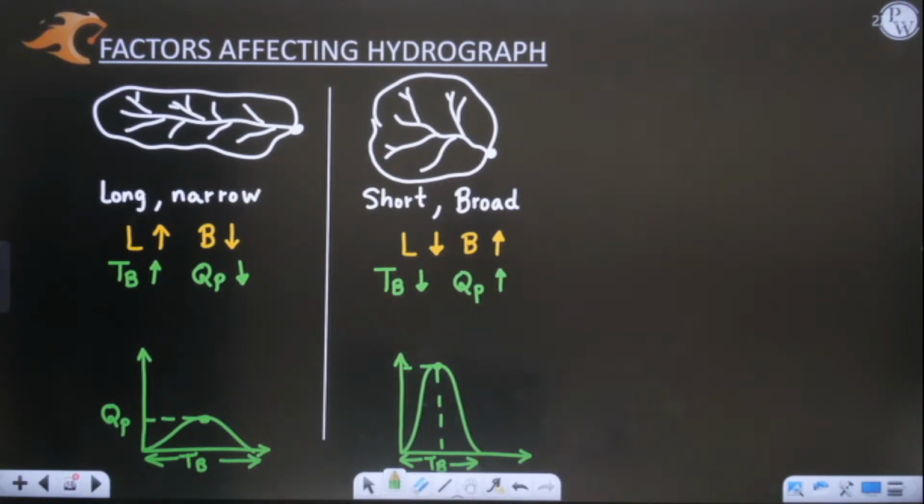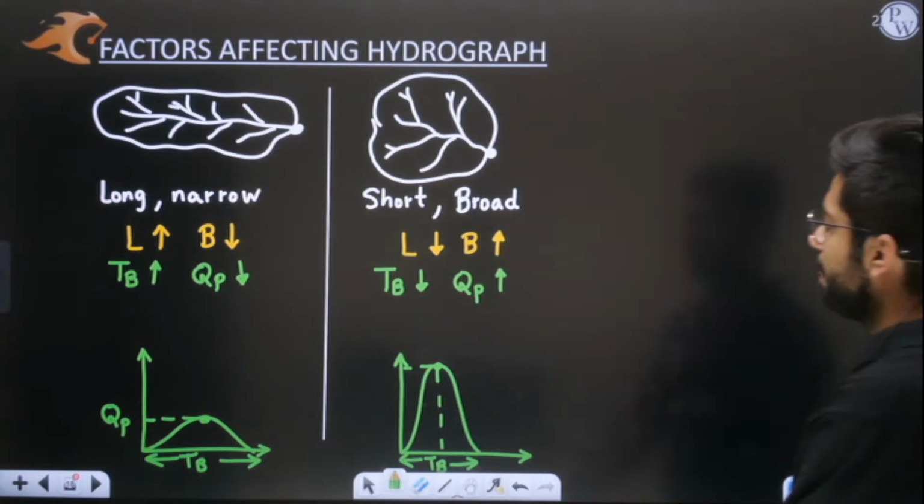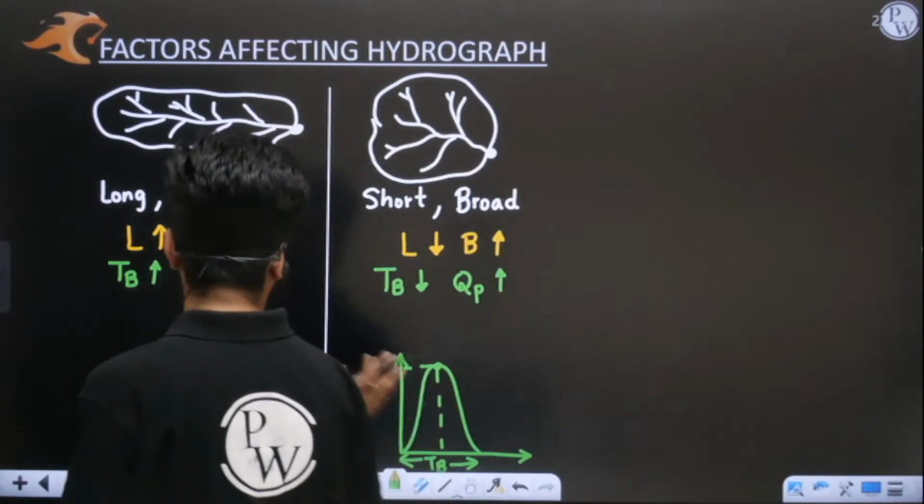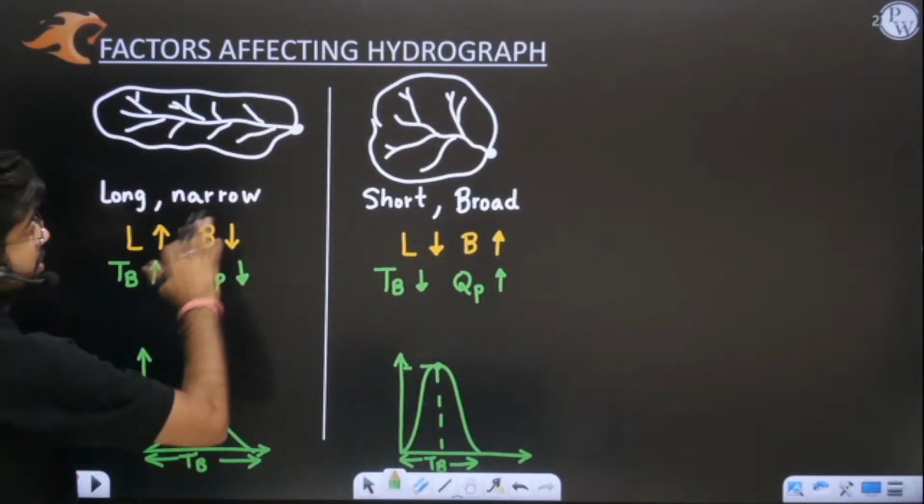Sir, you are saying that when we have a long and narrow catchment area, it takes too much time for the water to drain off to the outlet. Yes or no? Okay. Is this clear? Perfect. So this is how the shape of your hydrograph is different when you have different shapes.